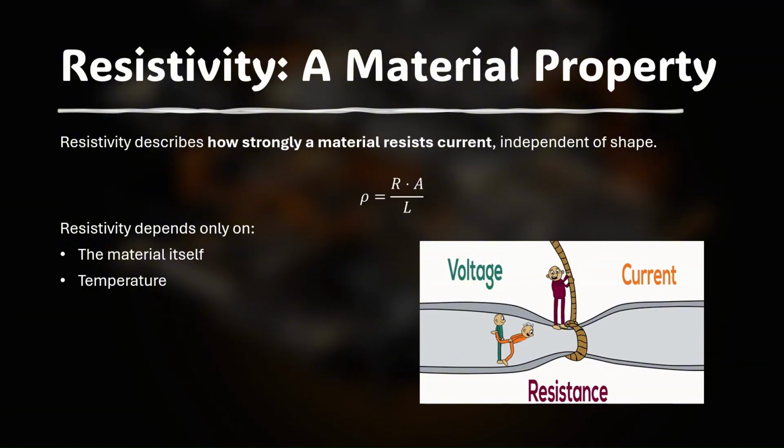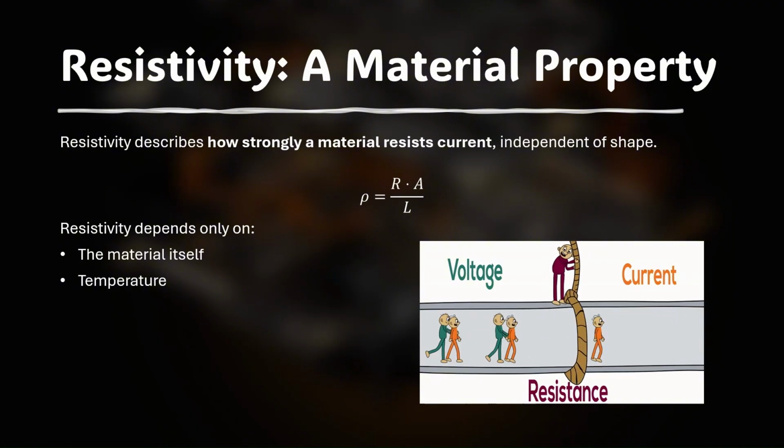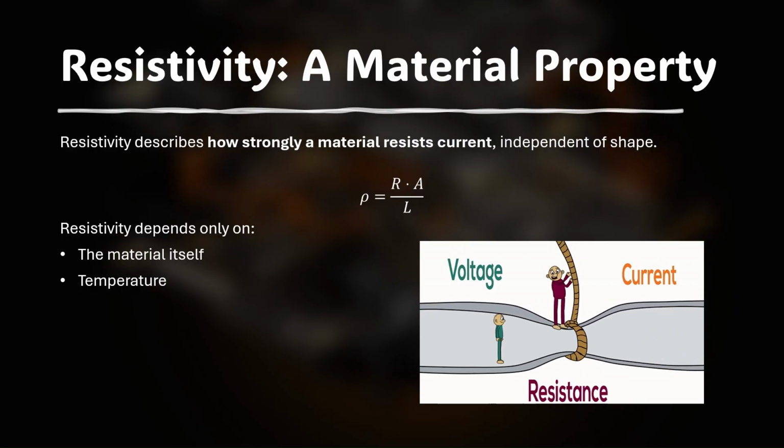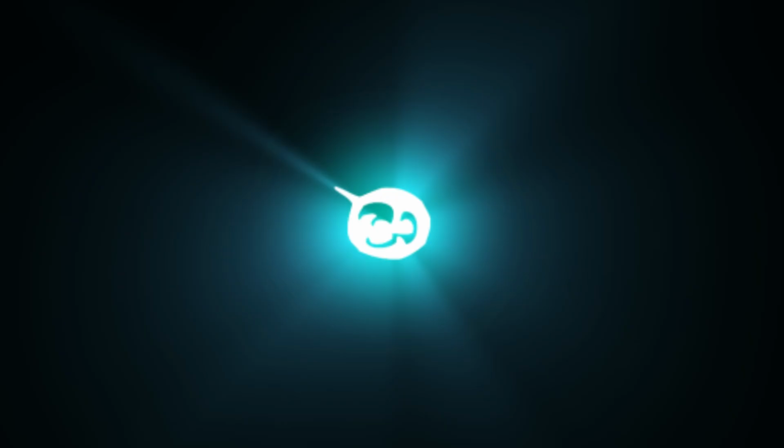Resistivity equation. Resistivity is related to resistance by the equation ρ = R × A / L. Here, A is the cross-sectional area, and L is the length of the conductor. This equation allows us to compare materials fairly, regardless of shape.